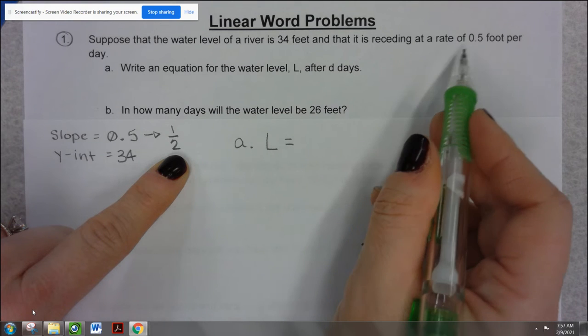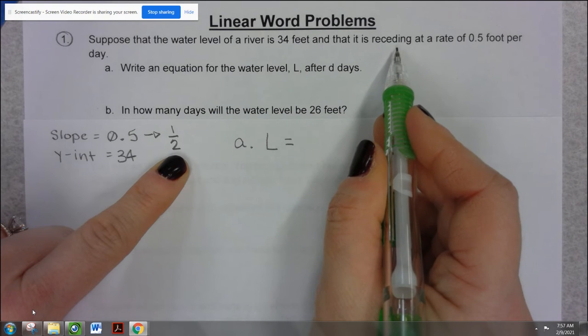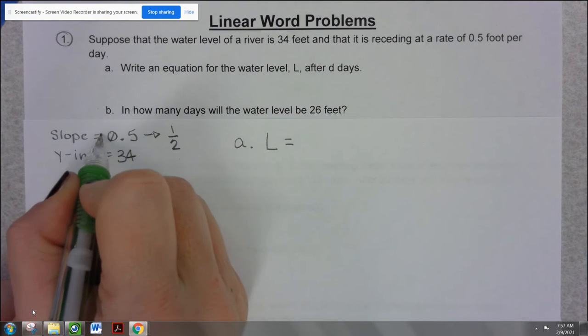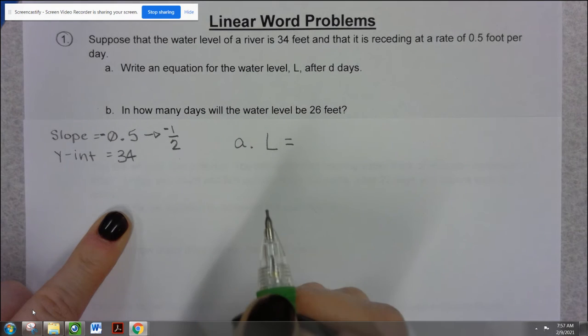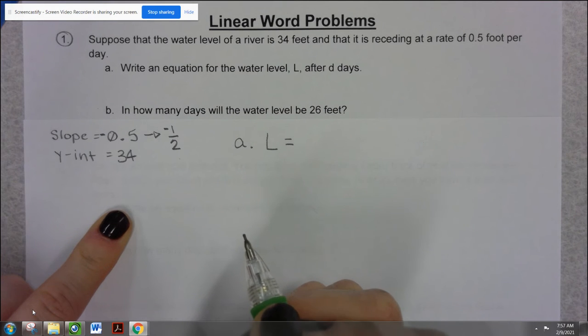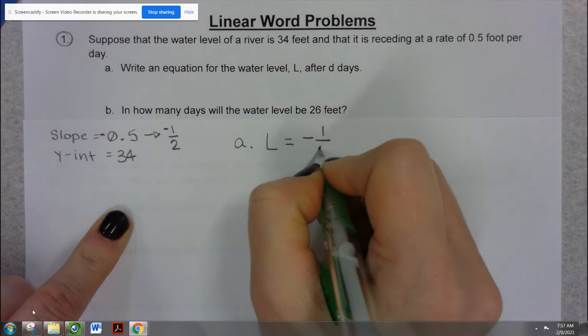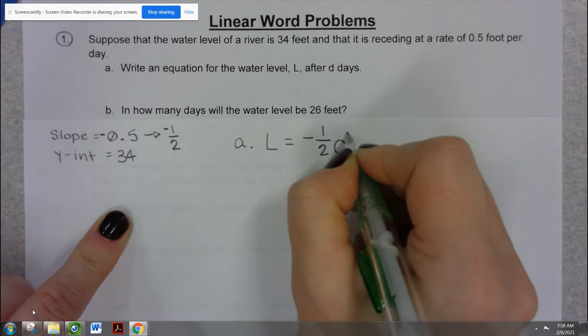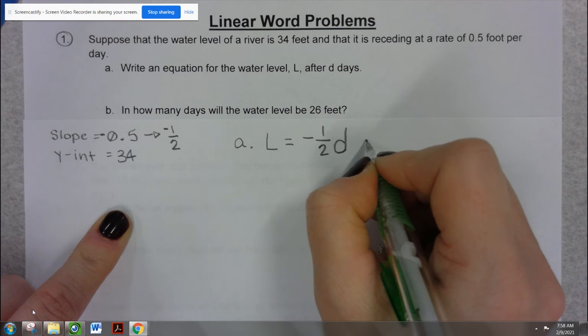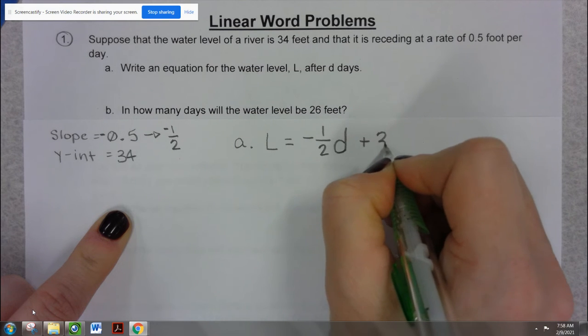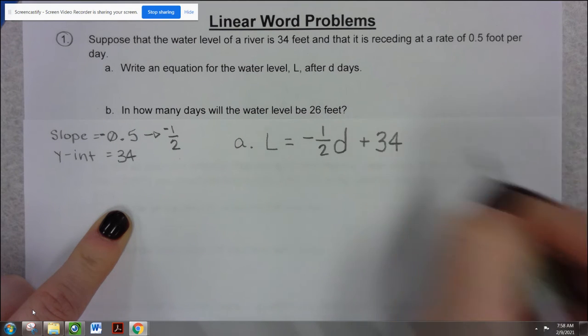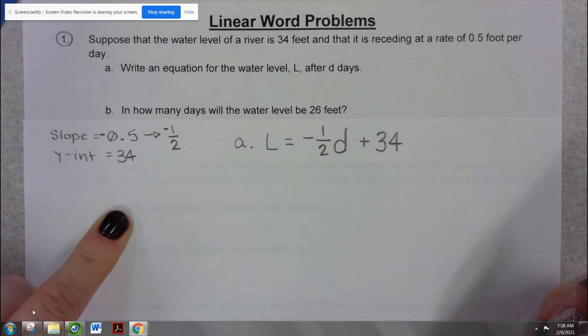So since this is receding, that means it's going down. So I know my slope has to be negative. So this would be negative 1/2 times the number of days plus the 34 feet we started at.